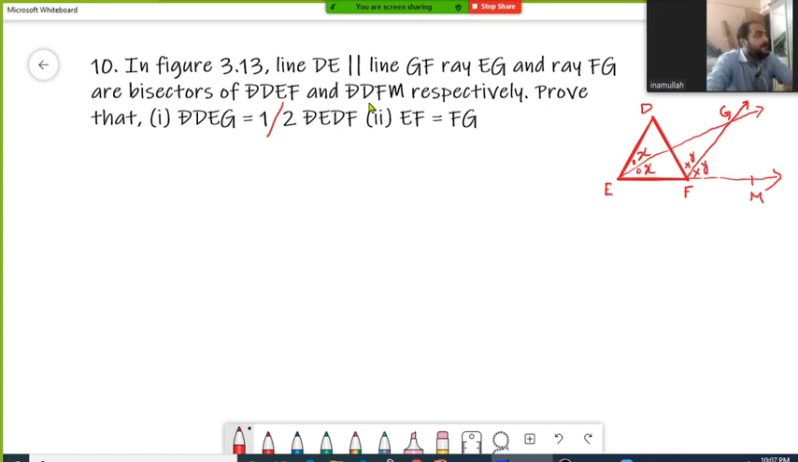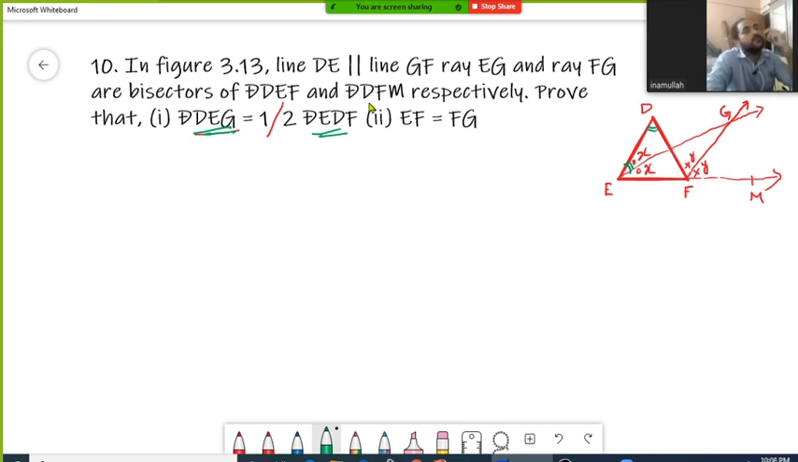You need to prove that angle DEG, so DEG, we are talking about this angle. This is my angle DEG, right? DEG is half of angle EDF. EDF, that is this angle. So we need to prove that this angle DEG is half of angle EDF. These two angles are of x and these two are of y. Now we need to prove this.